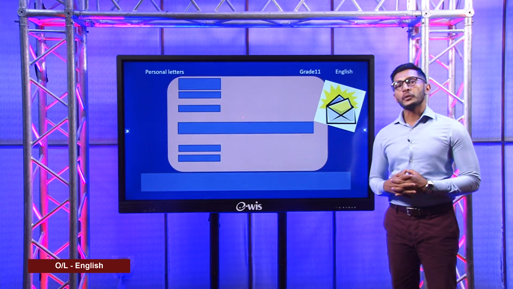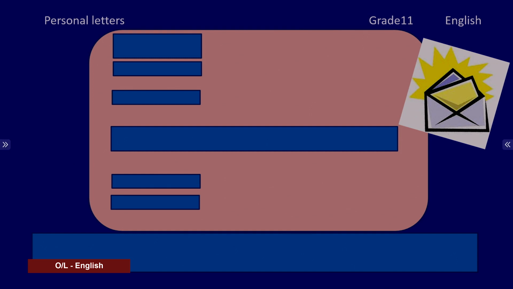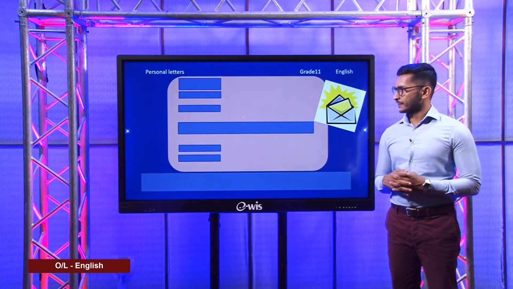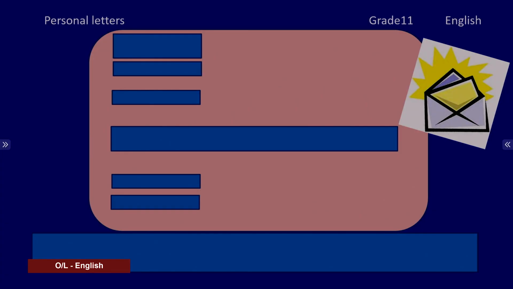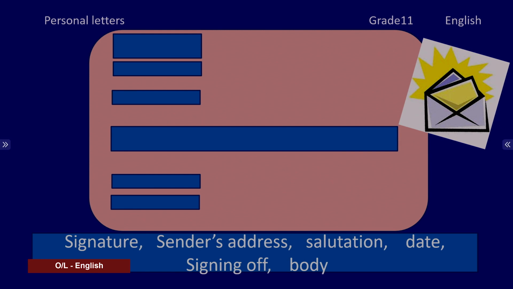Now I am going to show you the format of a personal letter or informal letter. I hope you have learned how to write formal letters in one of our previous lessons. There you followed a format. When you write an informal letter or personal letter, here also we have a simple format. Look at that. Check whether you can remember or check whether you can guess what parts are there in the format. Now these words will help you to label the parts. Let's see them. Signature, sender's address, salutation, date, signing off, body.